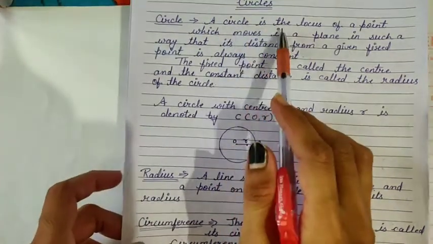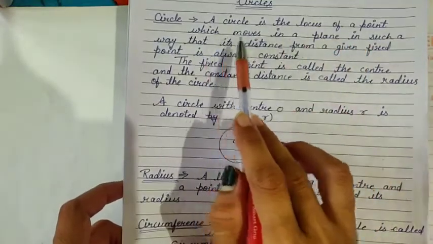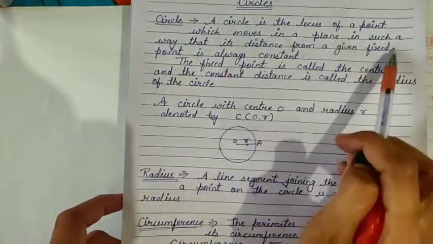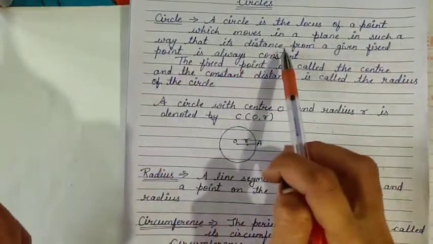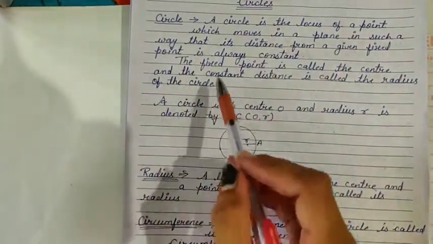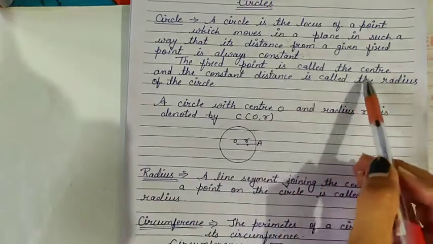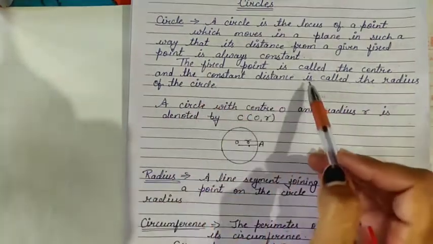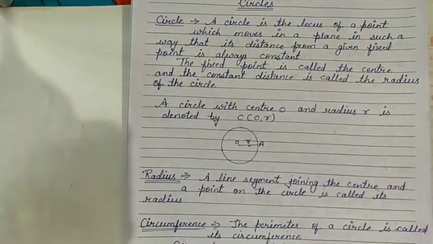A circle is the locus of a point which moves in a plane in such a way that its distance from a given fixed point is always constant. The fixed point is called the center and the constant distance is called the radius of the circle.